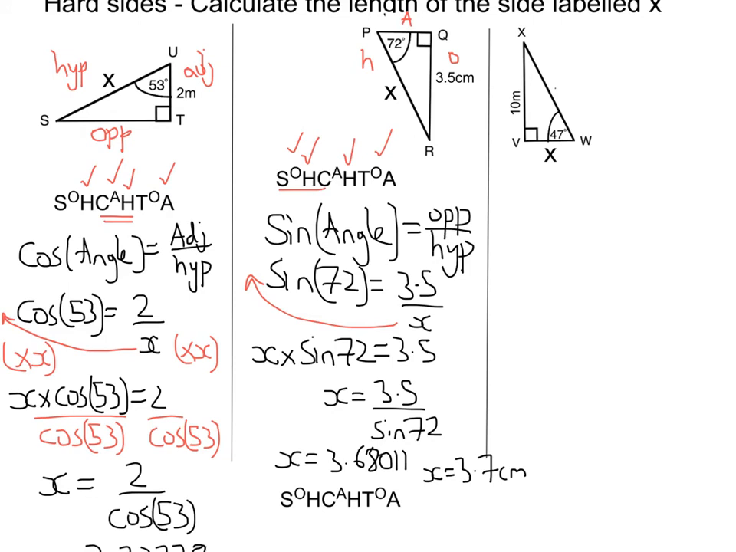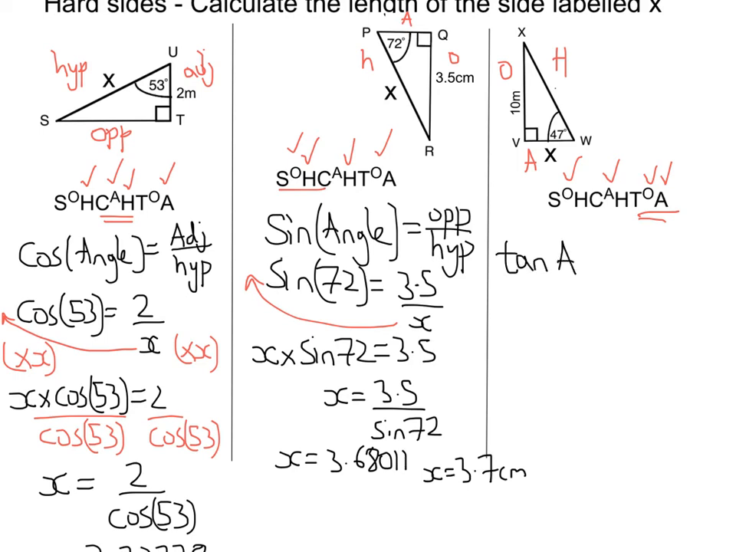Okay, let's just move this up slightly there. So the last one we've got here, let's label our sides again. So that's the O, that's the H, that's the A. Let's move in our SOHCAHTOA. I'm going to tick O's and A's, that's the ones I know the information about. Hey presto, we've got a tan one. So first thing, tan angle, put it in brackets. Opp over adj.